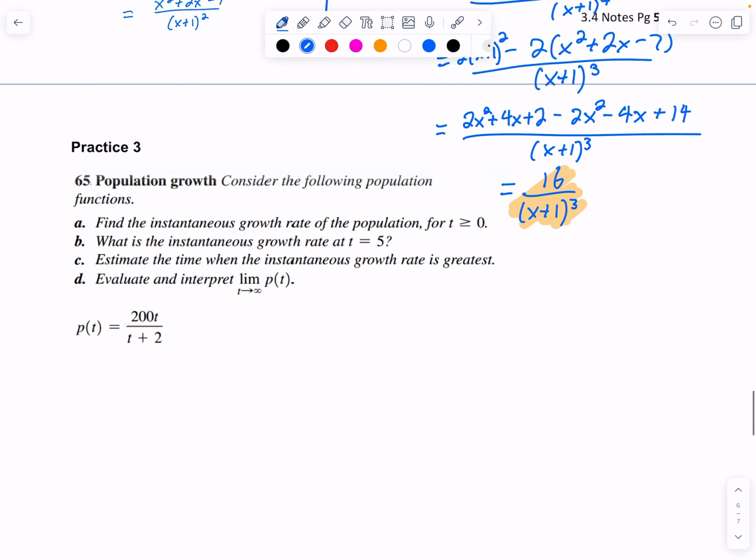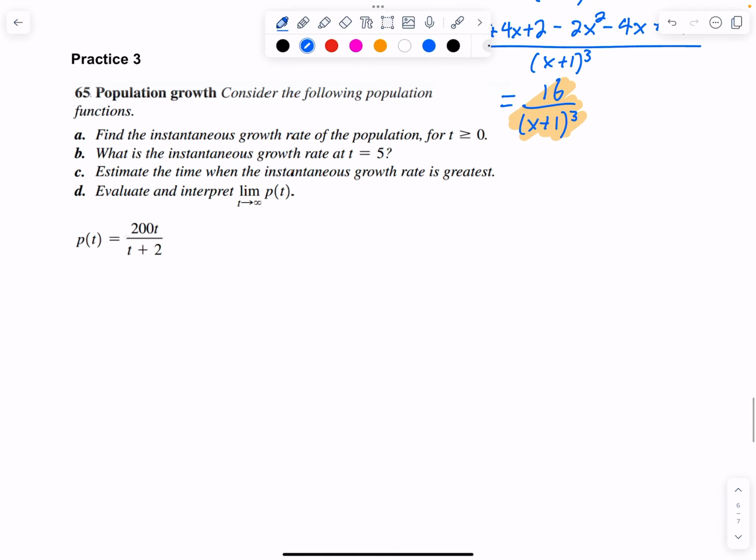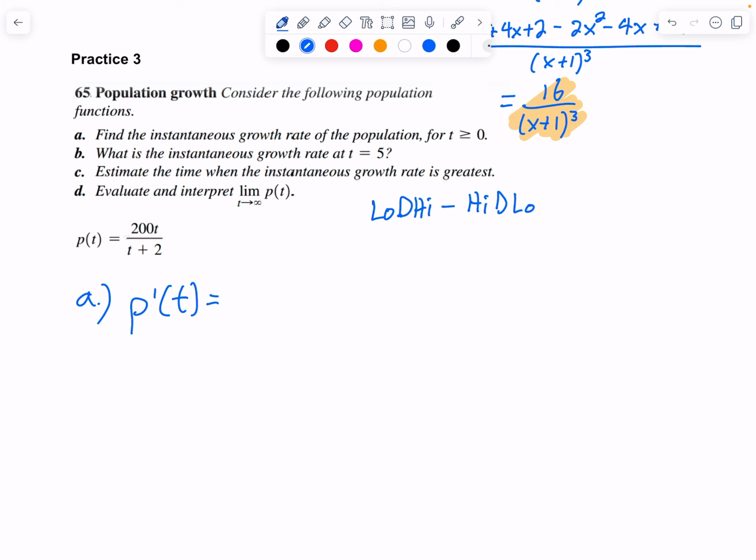All right, 65 is our last one for this video. So population growth, they gave us this function, and they want us to find the instantaneous growth rate of the population for t greater. Let's just find the derivative. So to find p prime, I'm going to write down the definition: low d high minus high d low, all over low squared.